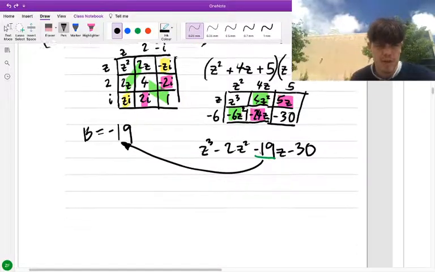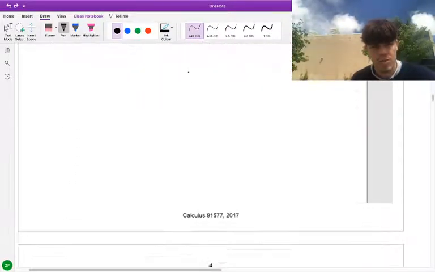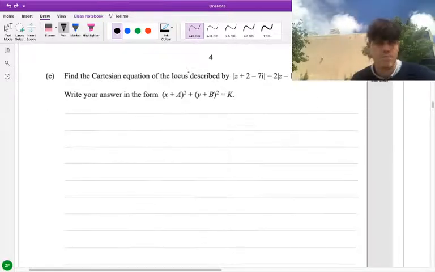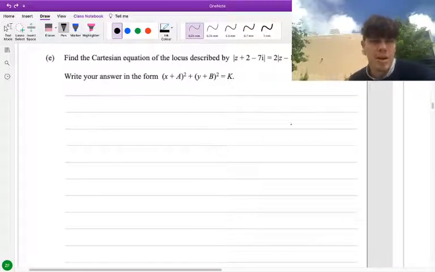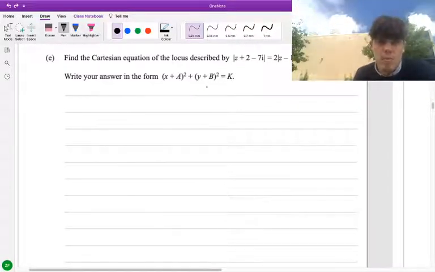Okay, let's go down to the final question of question 1. Find the Cartesian equation of the locus described by, and so on. Write your answer in this form. What is that the form of? That there is the form of a circle. So I'm going to bear that in mind while I'm solving this question.